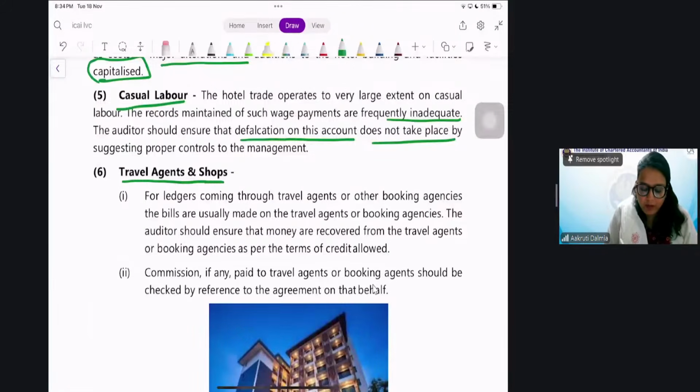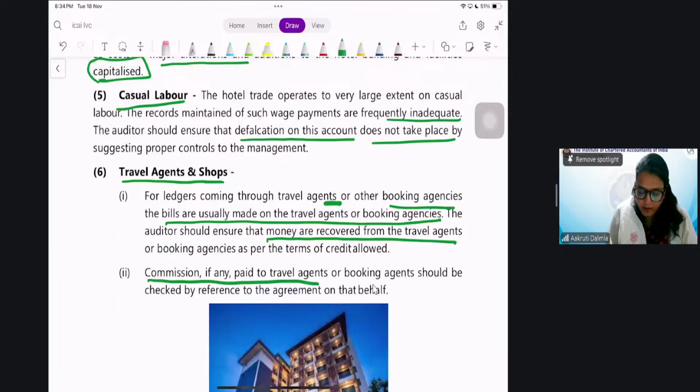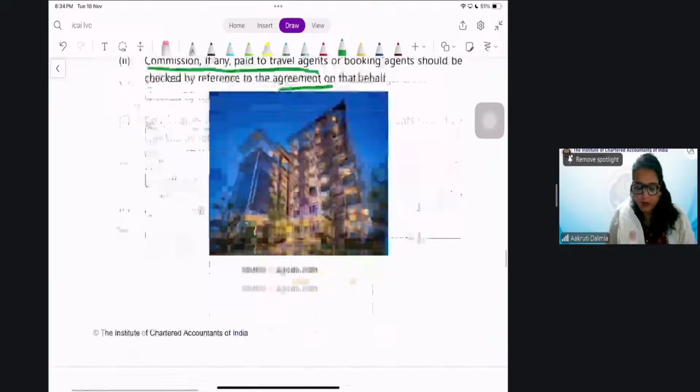Travel agents. For sales coming through travel agents or other booking agencies, bills are usually made on the travel agents or booking agencies. The auditor should ensure that money was properly recovered from them. If any commission has been paid to a travel agent, there should be proper agreement verification.